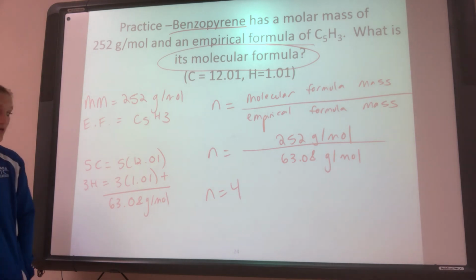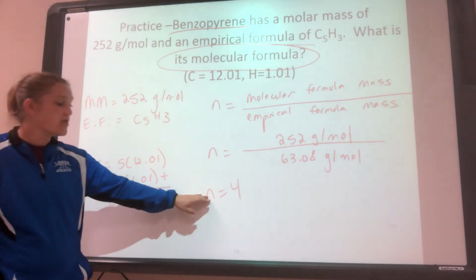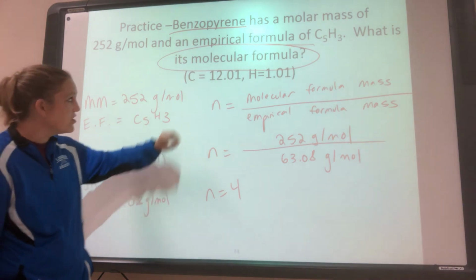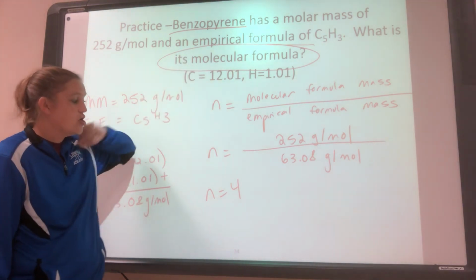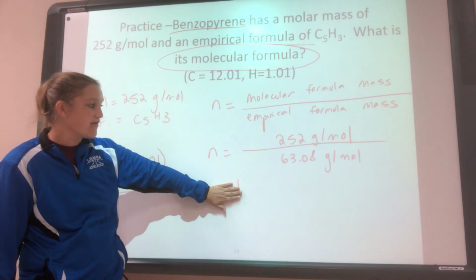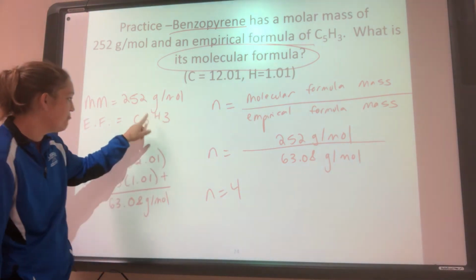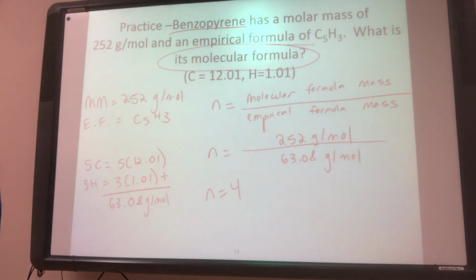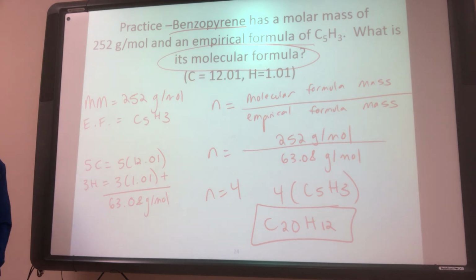Now you're not done. You just found the multiplying factor. The whole problem was the molecular formula. So now I have to take my multiplying factor, multiply it by the empirical formula. So 4 times C5H3. So 4 times 5 is 20. 4 times 3 is 12. And that gives me the molecular formula.